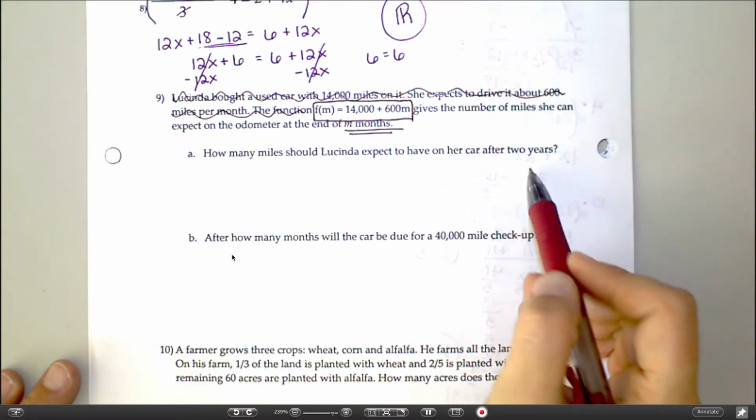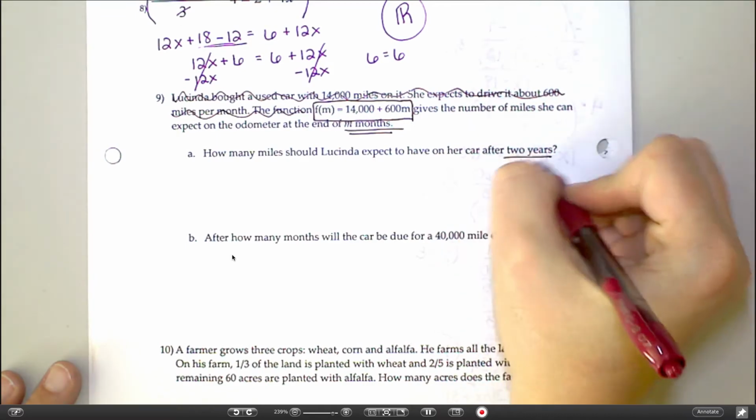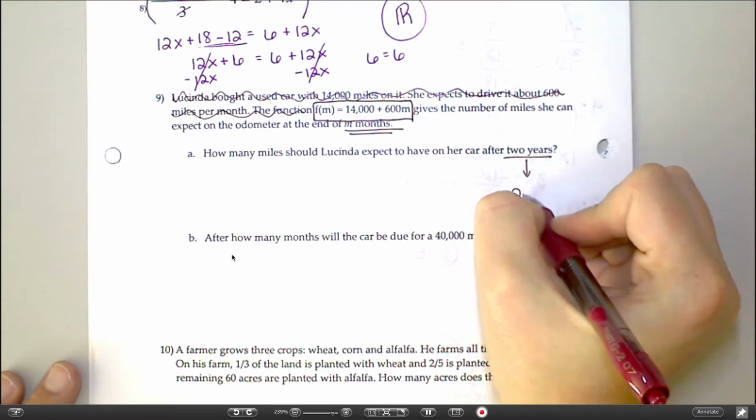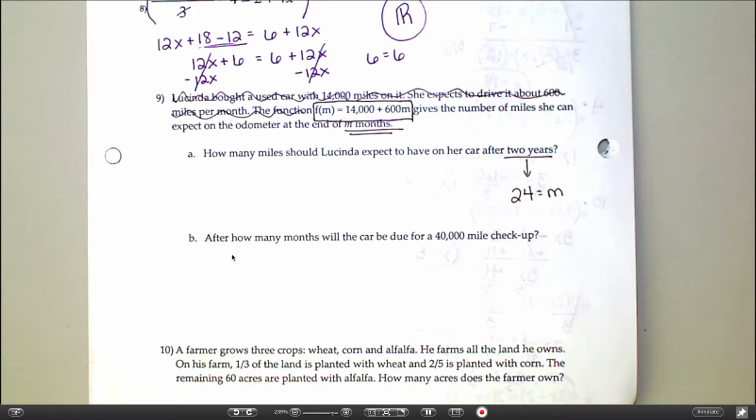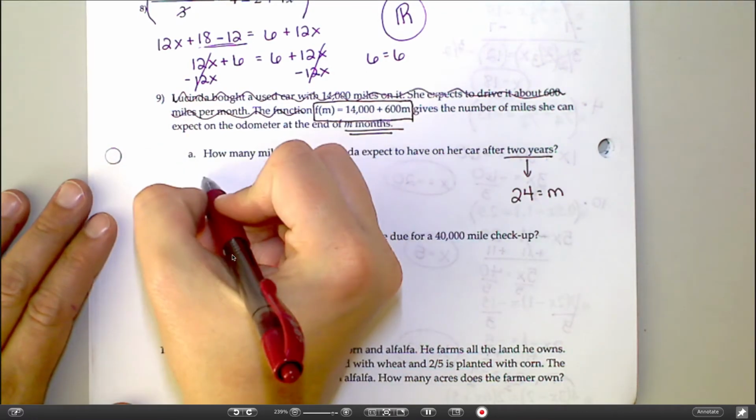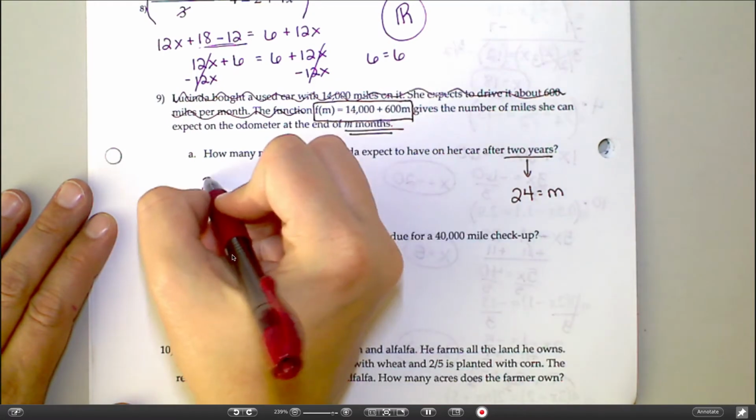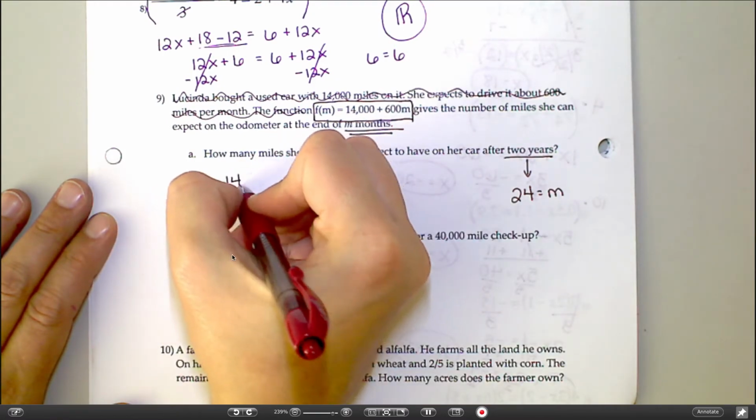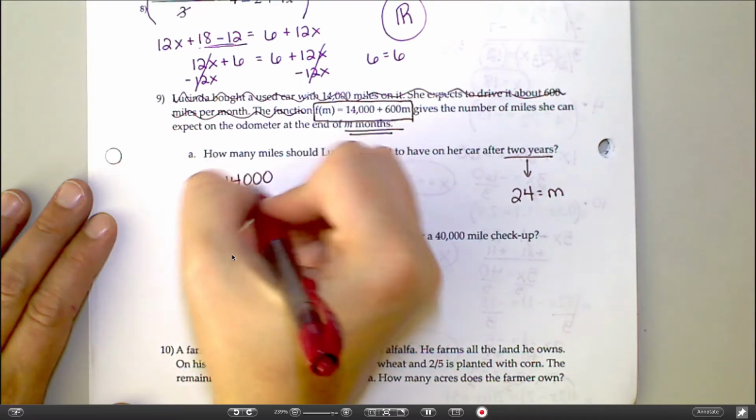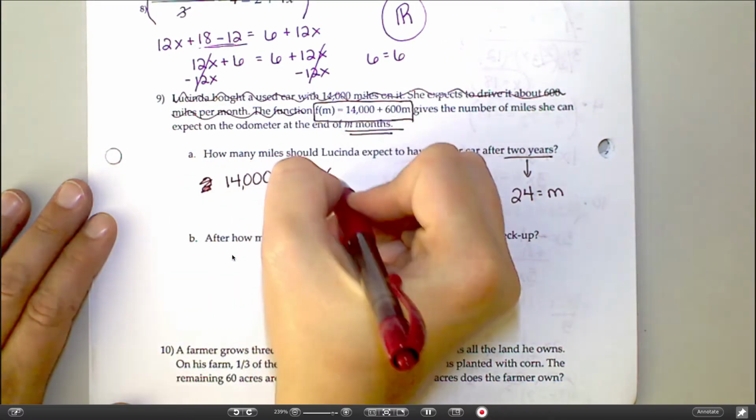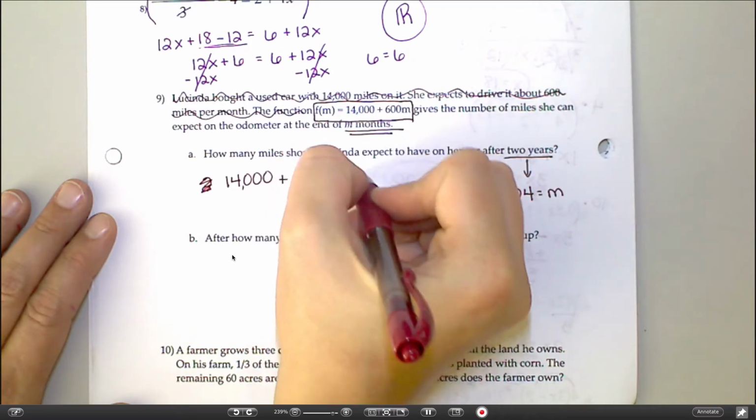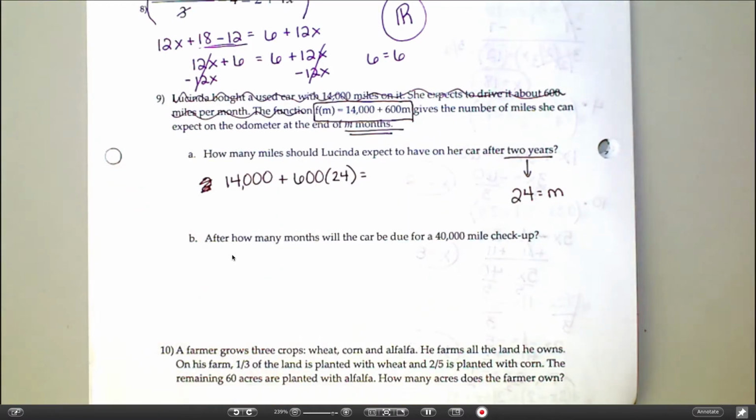Right. So 2 years is 24 months. Okay? And then I'm going to plug 24 in place of m. So 14,000 plus 600 times 24. Okay, and if someone could plug that in, give me a number when you've got it. 28,400. Thank you.